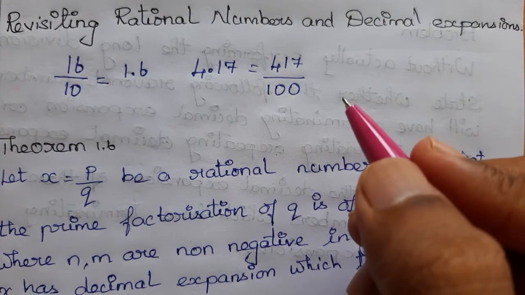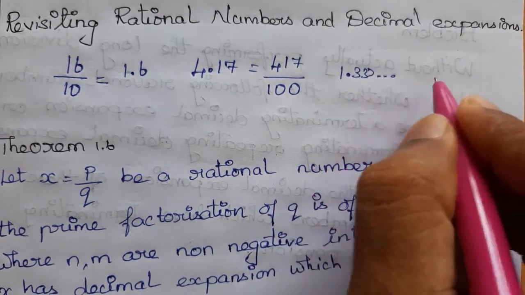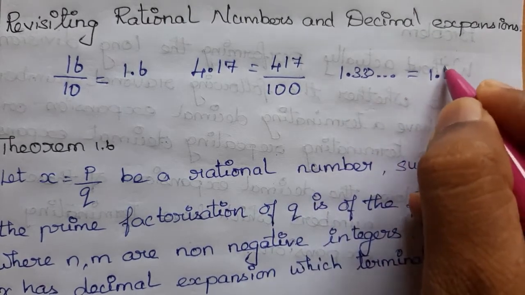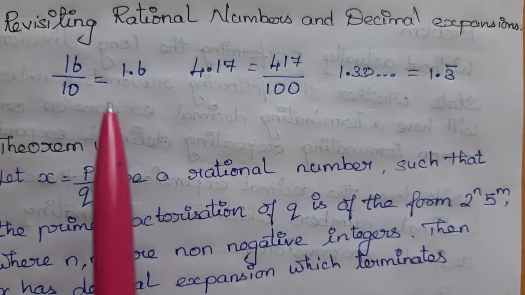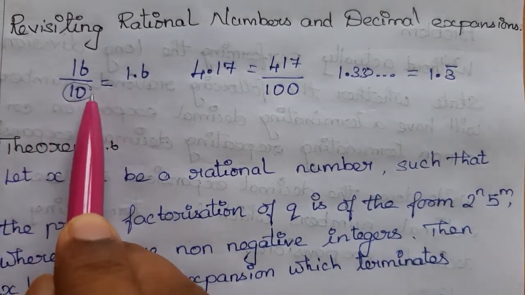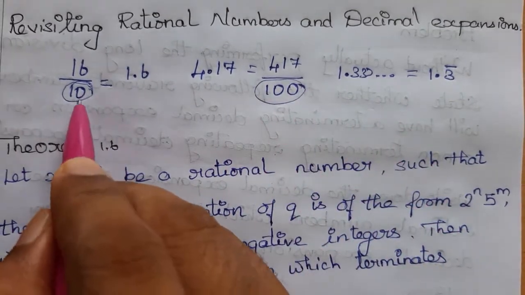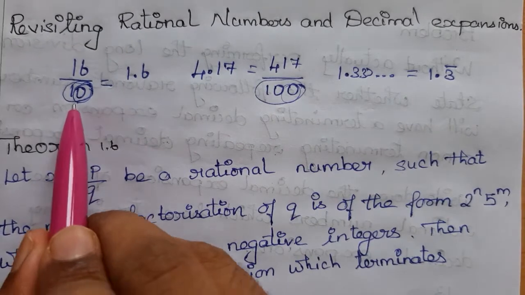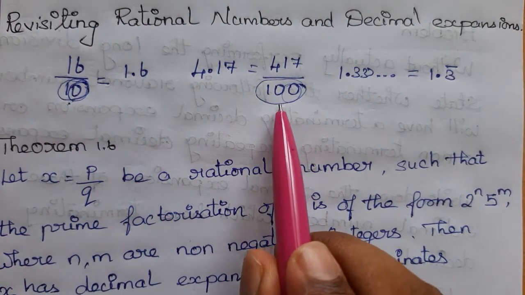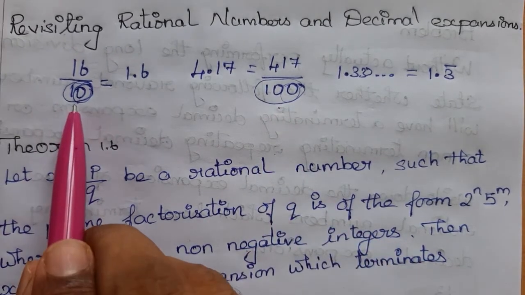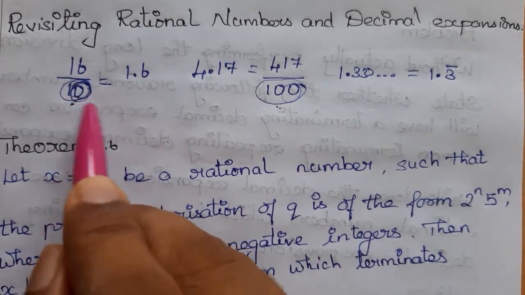And for a non-terminating decimal like 1.333 going on, we can simply write it as 1.3 with a bar over the 3. You can notice one thing: a decimal we write has a denominator like 10, 100, 1000, which ends with zeros. That means it has factors 2 and 5. 10 is 2 power 1 into 5 power 1, and 100 is 2 square into 5 square. It depends on the number of zeros.